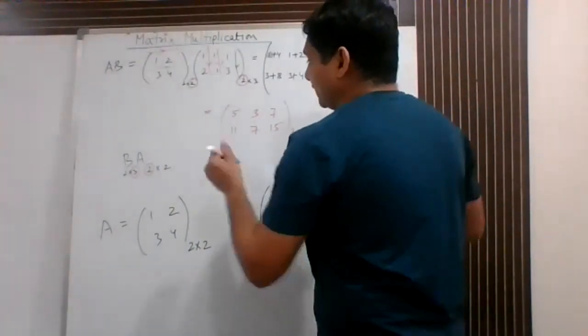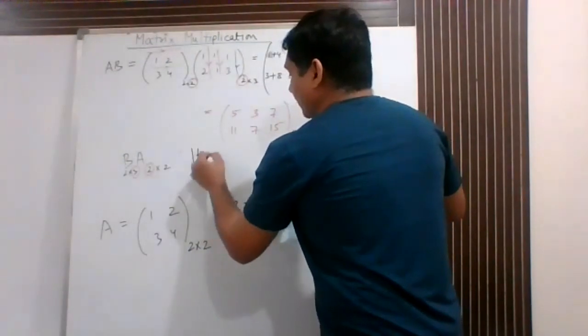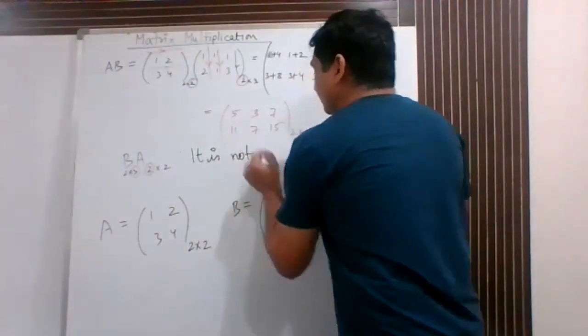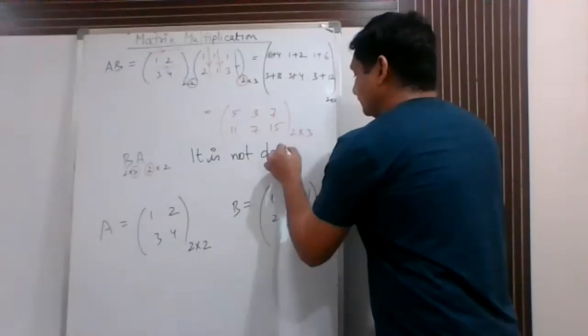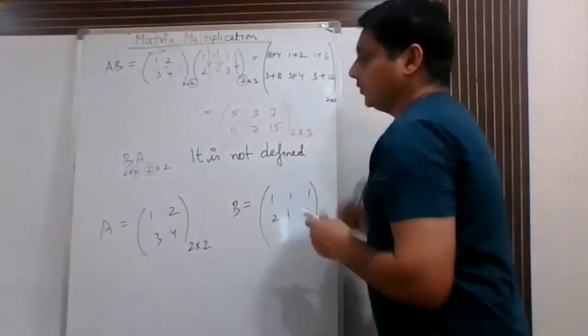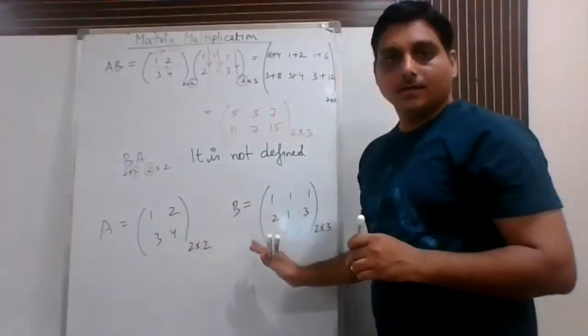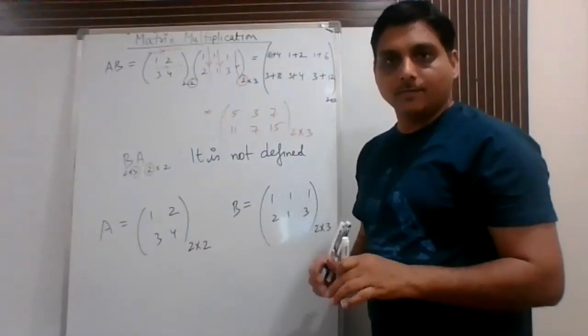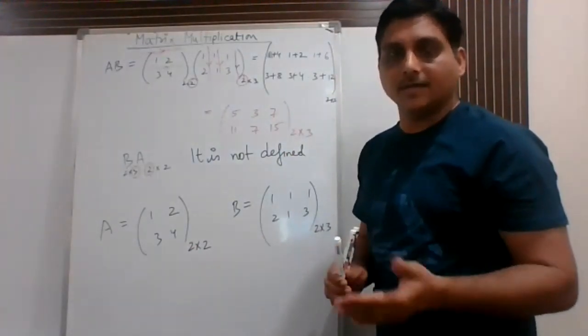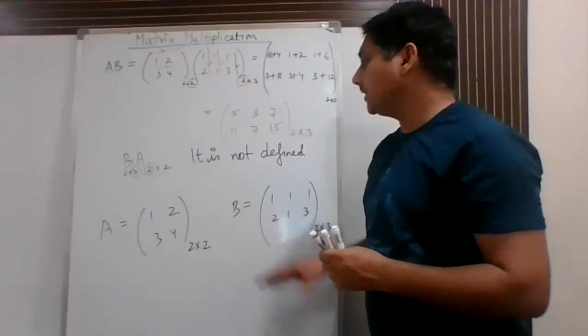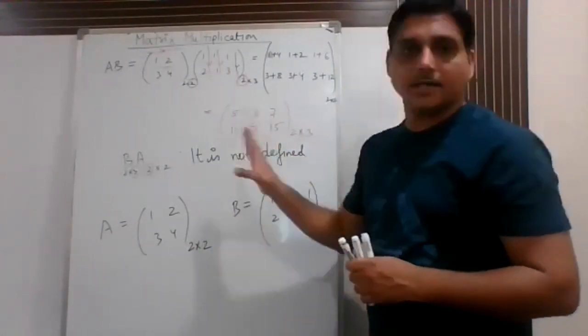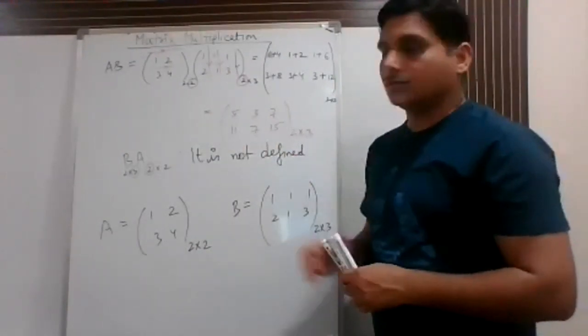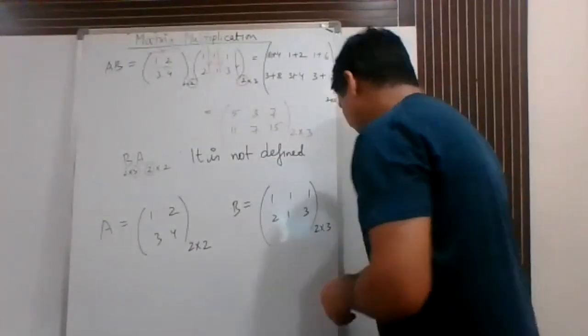You will write it is not defined. So in this example, we can perform A into B, but we cannot perform B into A because it is not satisfying the condition for multiplication. Just write down this example.